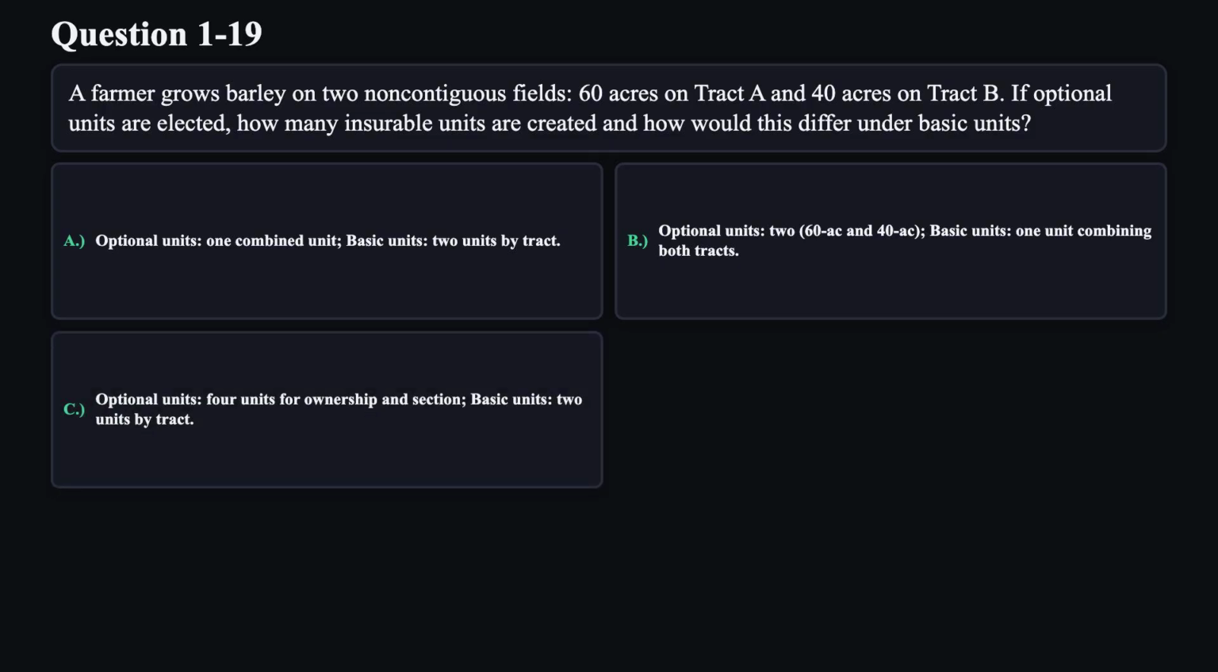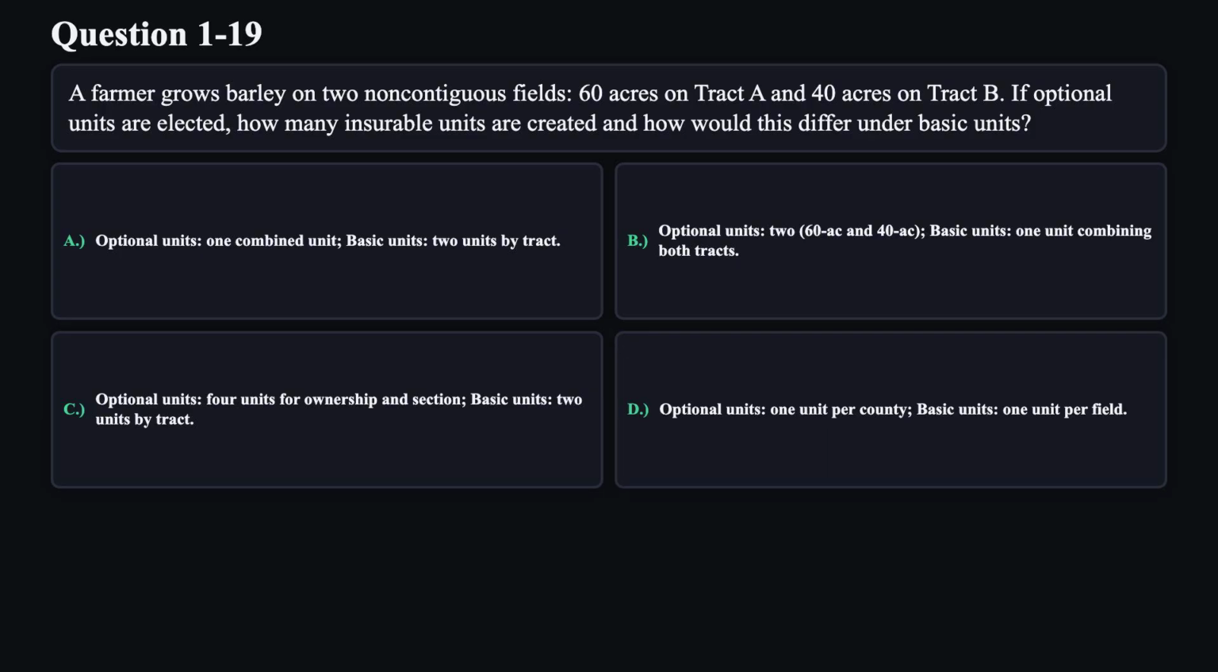C. Optional units, 4 units for ownership and section. Basic units, 2 units by tract. D. Optional units, 1 unit per county. Basic units, 1 unit per field.